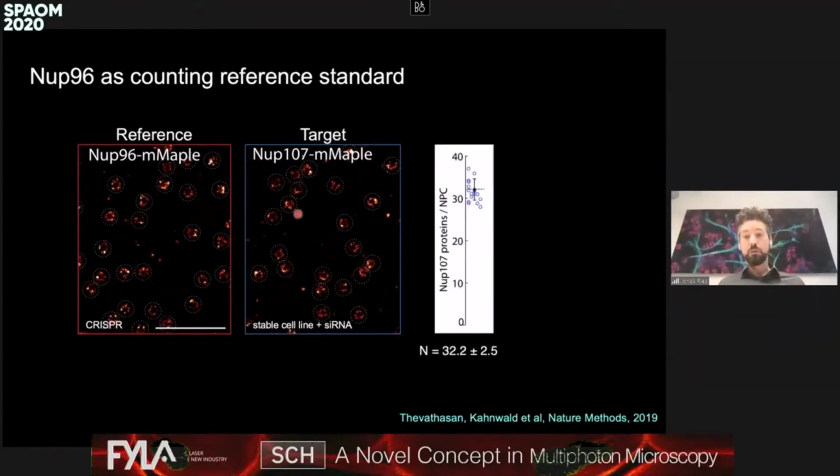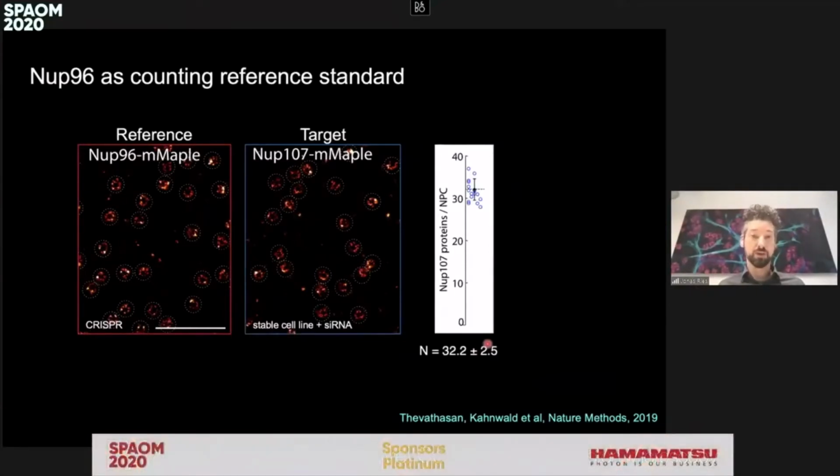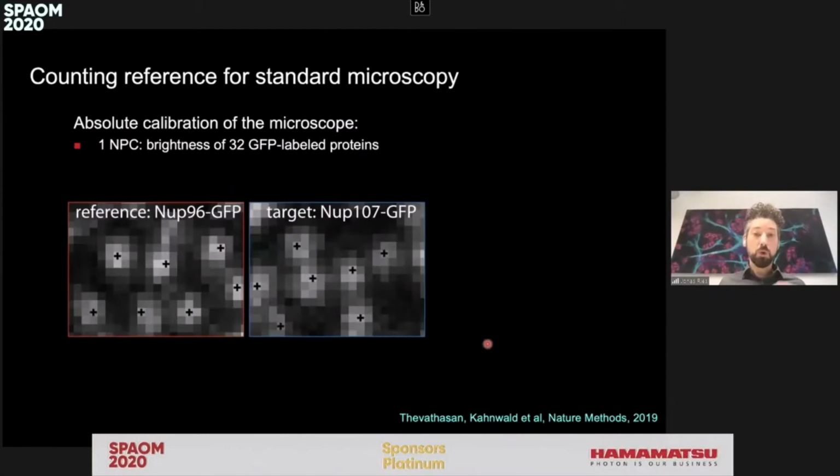And indeed, we hit this number spot on. And if you now look at the standard deviation of repeated measurements, you see that's below 10%. And I think this is quite good for intracellular counting. But we don't need to use even super resolution microscopy to perform counting with these nuclear pore complexes.